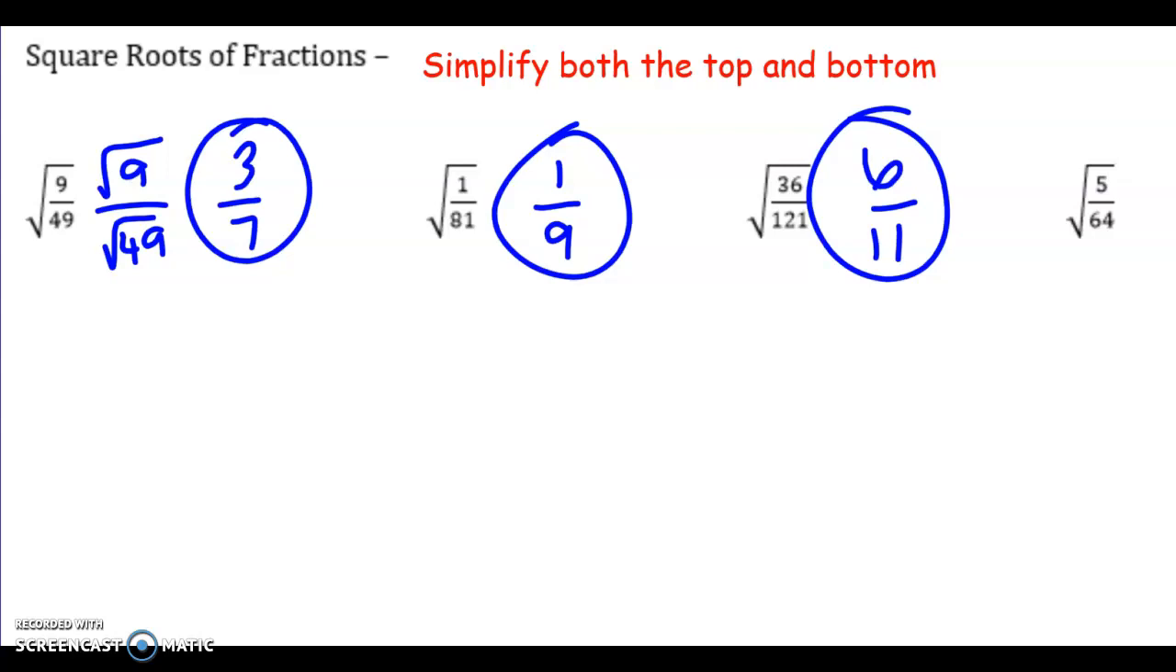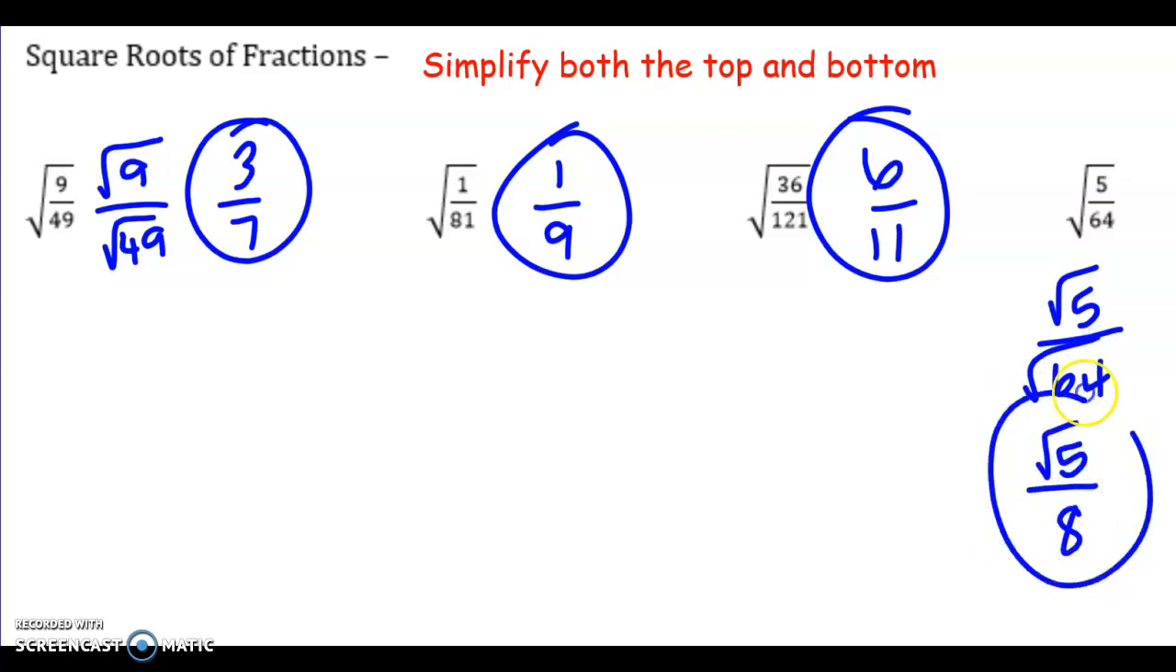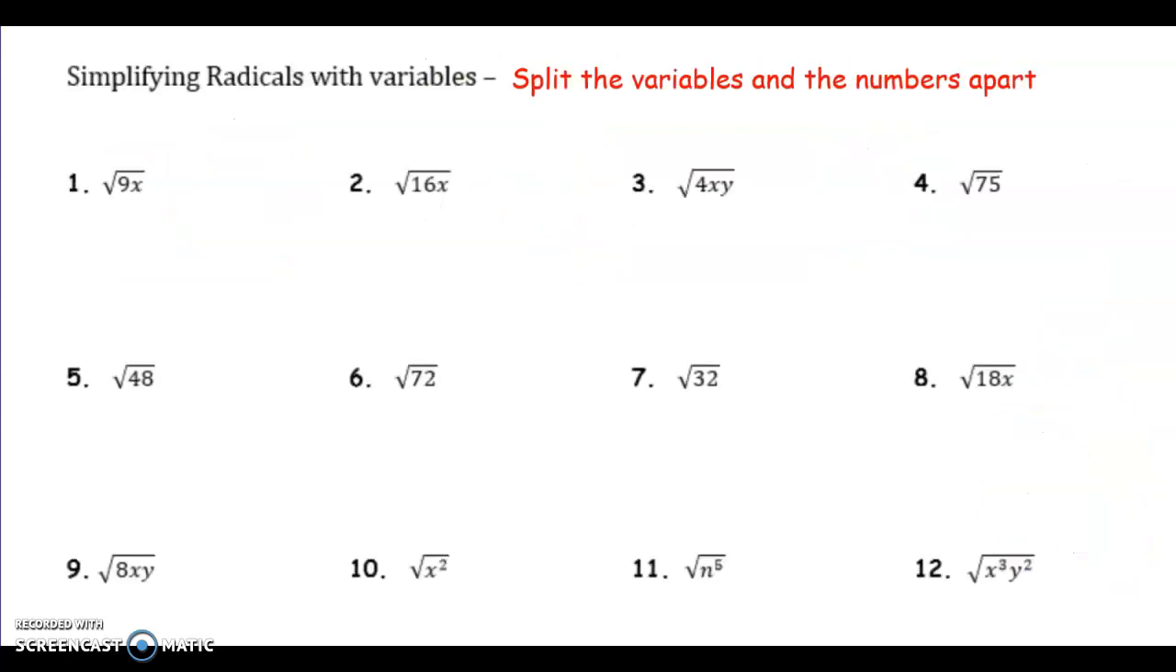Okay, so now when they don't, so I end up with the square root of 5 over the square root of 64. Well, I know that the square root of 64 is 8, but the square root of 5, nothing goes into that. So my answer just becomes a fraction with the square root of 5 on top.